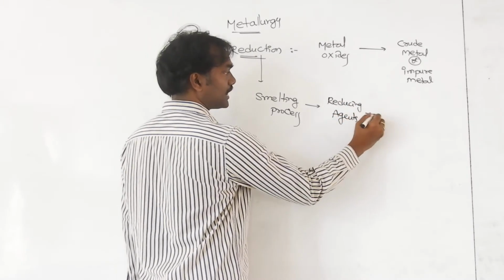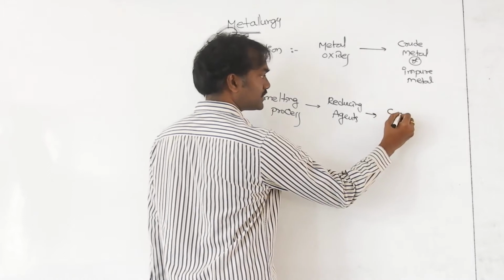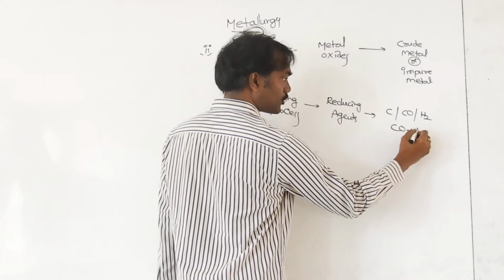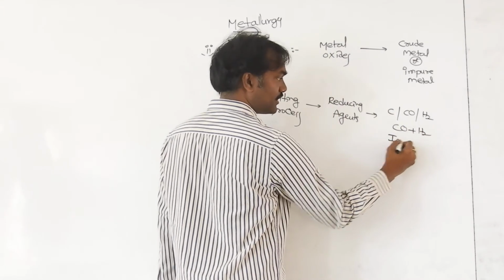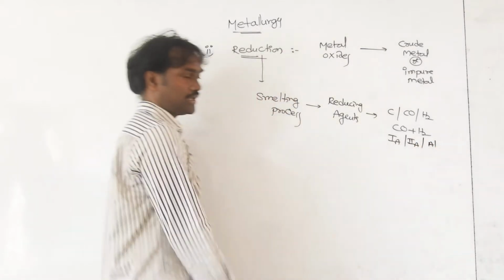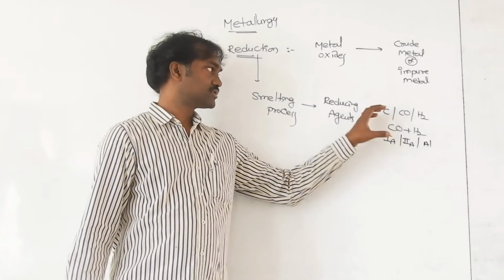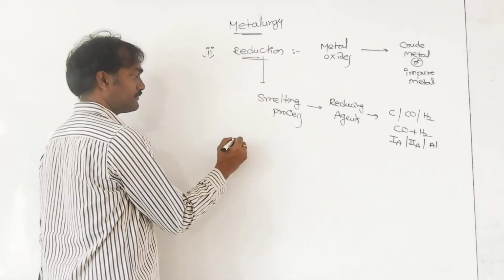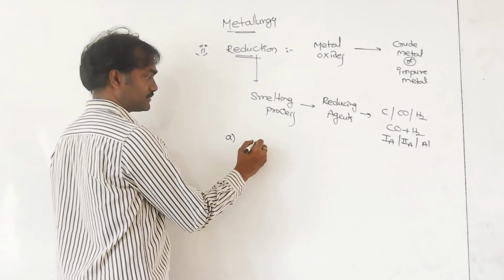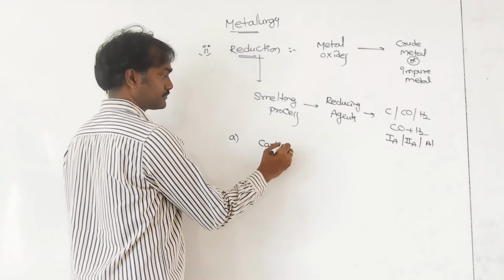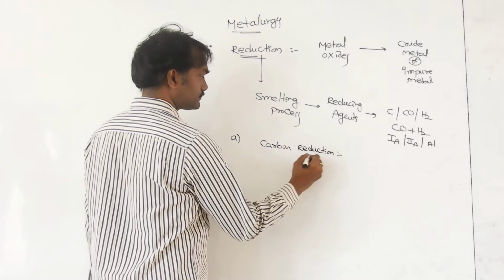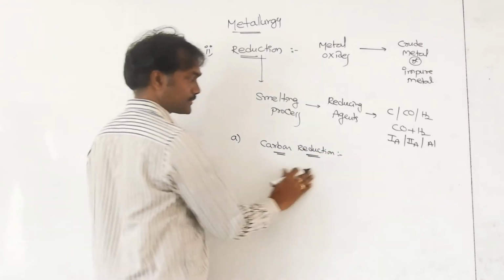So already we discussed what the reducing agents are: carbon, carbon monoxide, hydrogen, a combination of carbon monoxide and hydrogen, first A group, second A group, and next the third group, aluminium. So these have high reduction potential. In this we are discussing some more possibilities. So, carbon reduction.